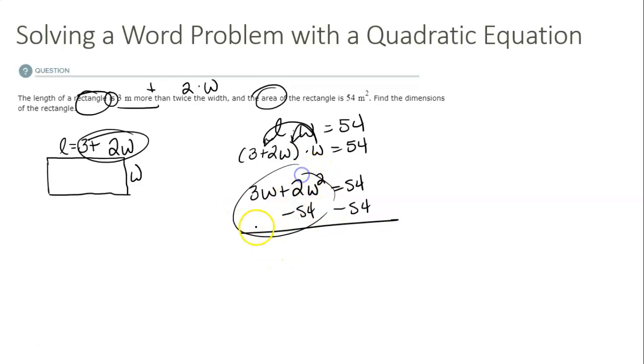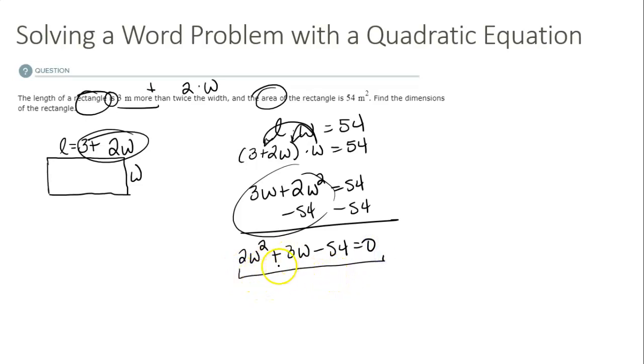And then none of these are like terms, so it doesn't matter what order I put them in, I just need to put them next to each other. So I'm going to put them in standard form. The number with the w squared comes first, then the number with the w, then the constant, and that's equal to 0. All right, so we've done all that just to get our equation. Now we're ready to factor.